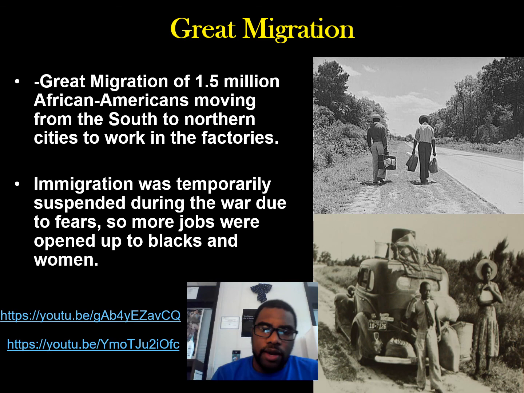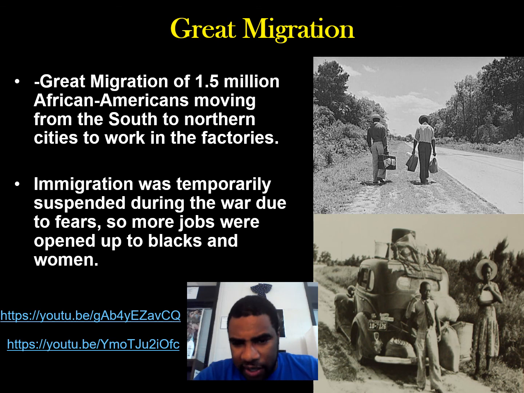All right, the Great Migration of 1.5 million African Americans moving from the South to northern cities to work in factories. Immigration was temporarily suspended during the war due to fears. So more jobs were open to Blacks and women.